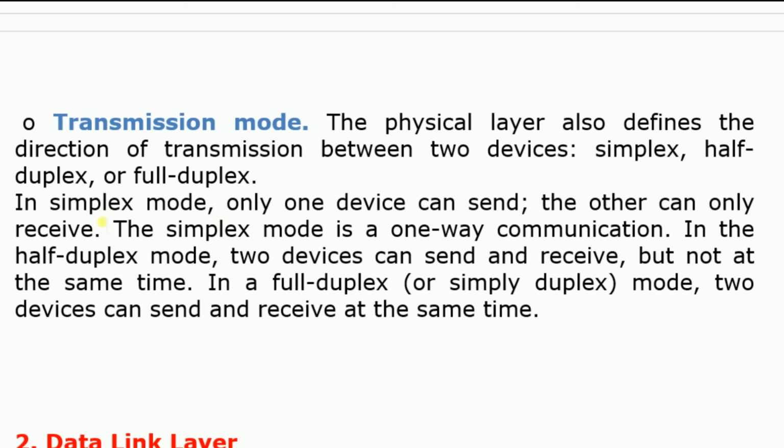What does simplex mean? Simplex means only one device can send the data and the other can receive it. The simplex mode is one-way communication. In the half duplex mode, two devices can send and receive the data, but not at the same time, just like a walkie-talkie. In full duplex mode, two devices can send and receive at the same time, maybe a telephone device, mobile.